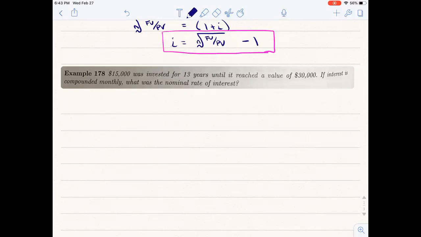We want to find R, but we've got this compounding going on. So first we have to find I, and then we can find R. For compound interest, we have this extra step both ways. When we're solving problems where we need I, we have to solve for I, but we're always going to want to find R and not just I.